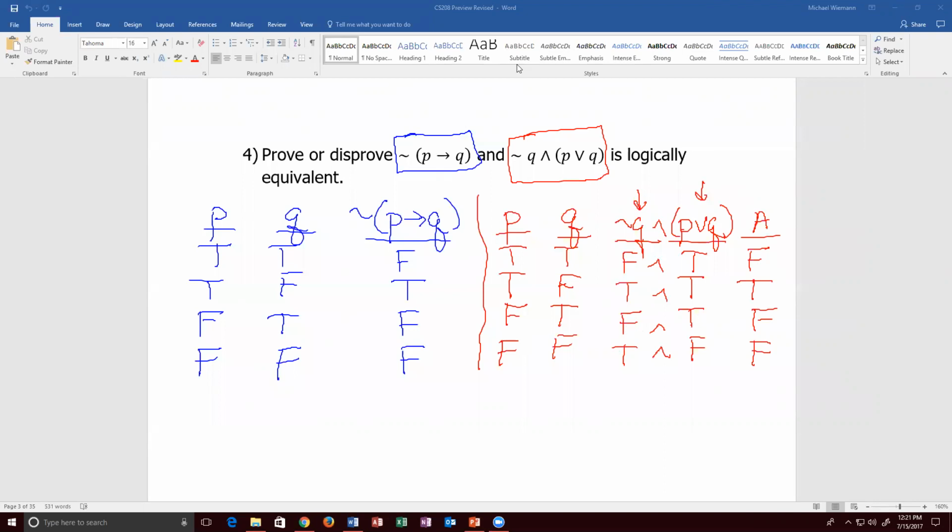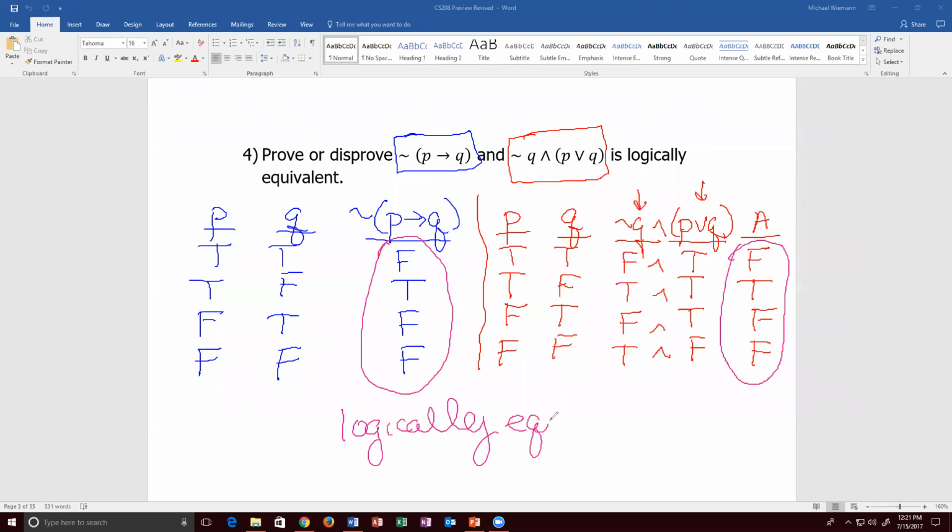Notice the values here, I've just circled in purple, match identically to what's listed as my final answer there. Hence, this is an example to where they are logically equivalent. That takes care of problem number four for us.